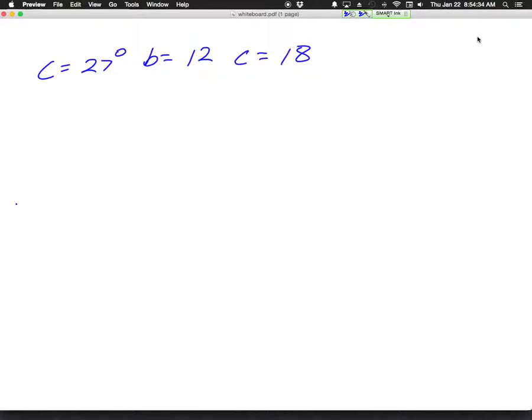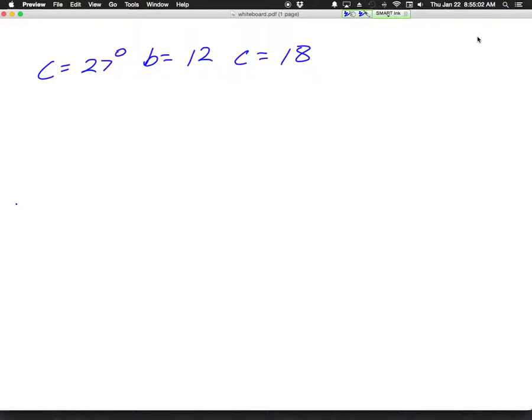Angle C is 27 degrees, side B is 12, and side C is 18. So first off, what tells me I can use law of sines? I've got a match. If I've got a match, I can use law of sines. Okay? Second thing I want to determine is what?